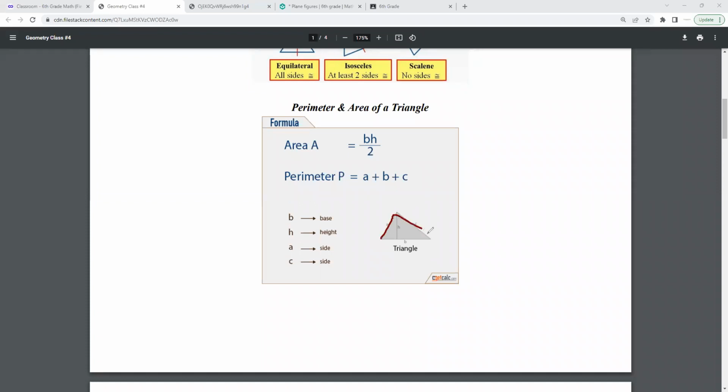Perimeter is the outside of a shape. How many feet, centimeters, inches is it? And then the space within is area. So when you're looking at base and height of a triangle, the base is always the bottom and the height is always how tall it is. They're always perpendicular to each other.